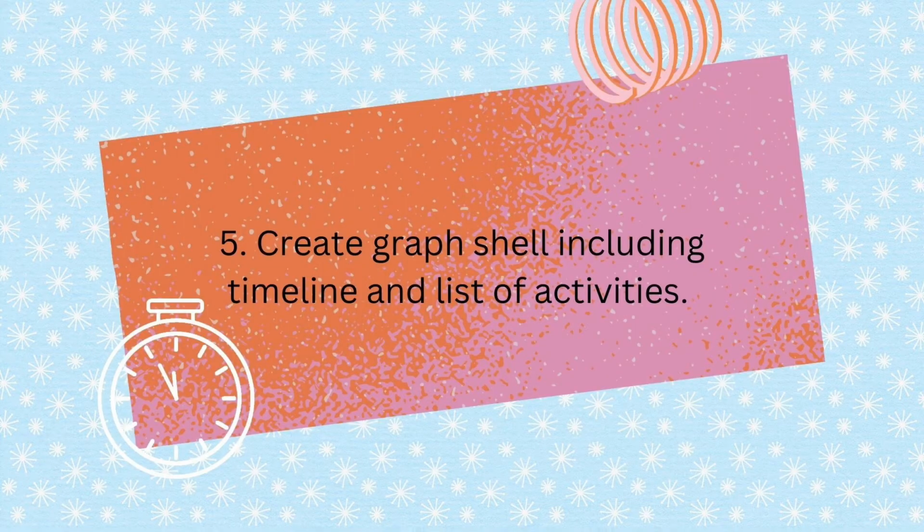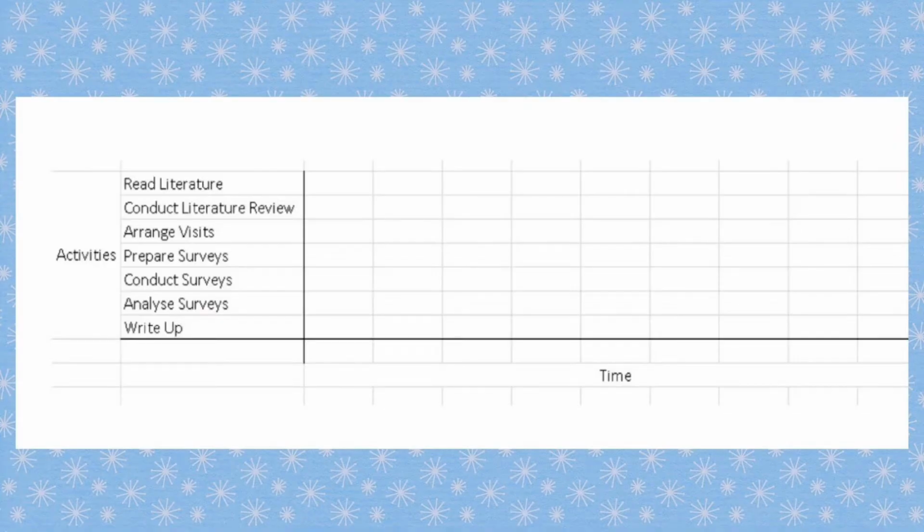The second to the last one is to create a graph shell, including the timeline and the list of activities. And here is the example. As you can see on the left side, listed are the activities. Then on the bottom part is the time or the duration of conducting all those activities or tasks.